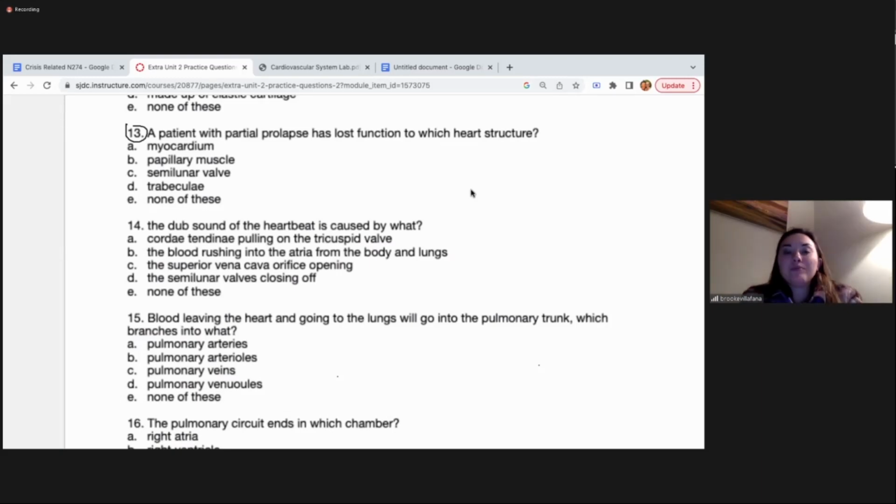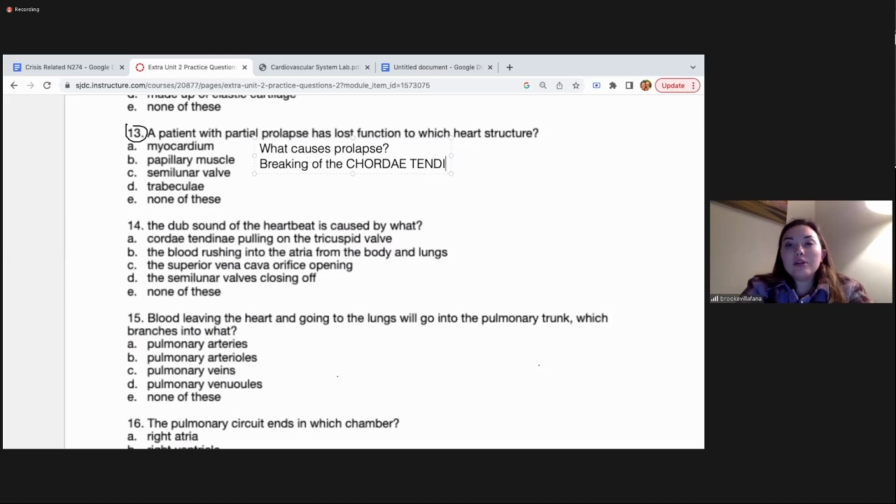So remember, what causes prolapse? The breaking of the chordae tendineae. So our correct answer would actually be E.